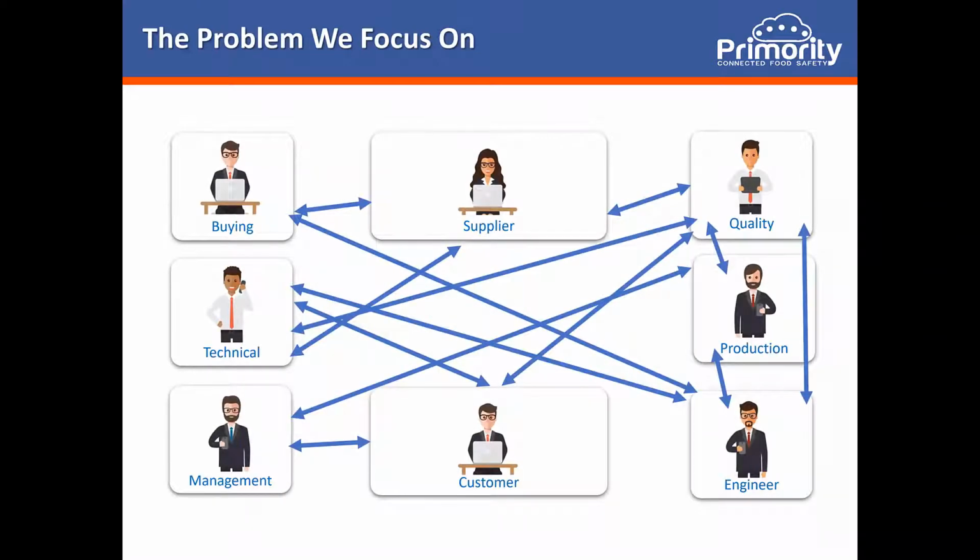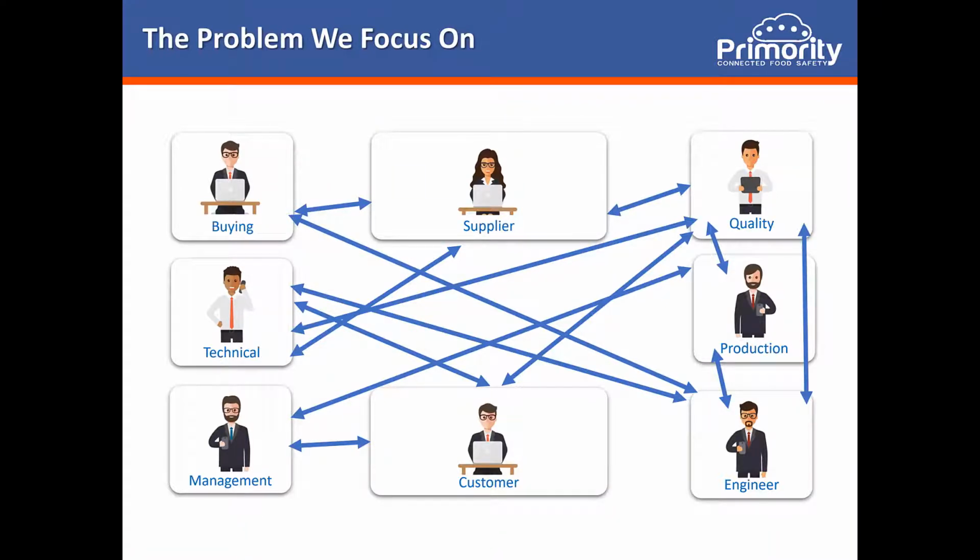One thing I'd like to mention before we move on to the next stage is that the way we look at the problem of a food safety management system in the food sector is that the supply chain and individual food companies tend to be like this in terms of information flow. So lots of different departments communicating bilaterally with each other.